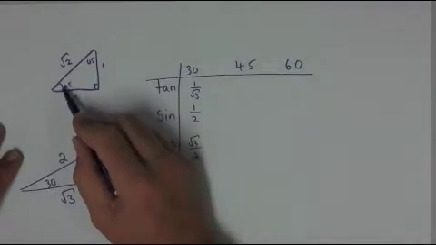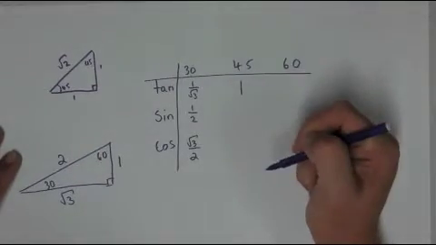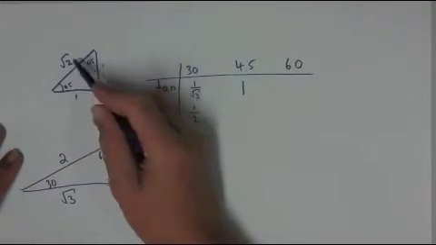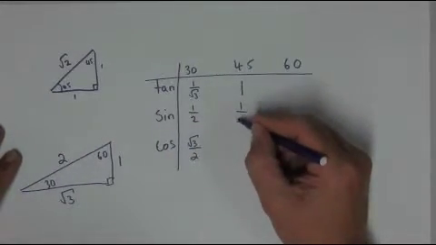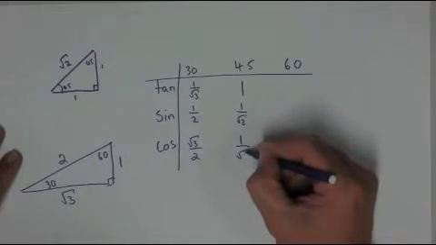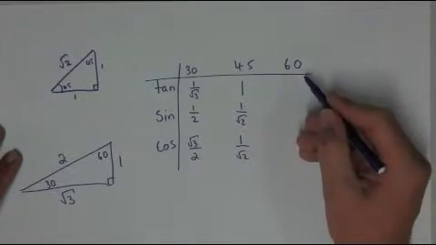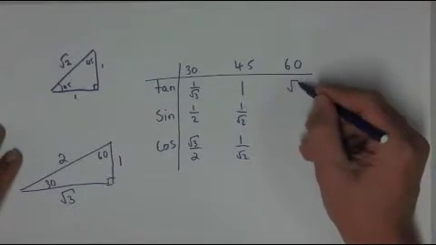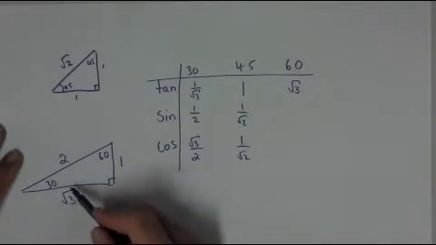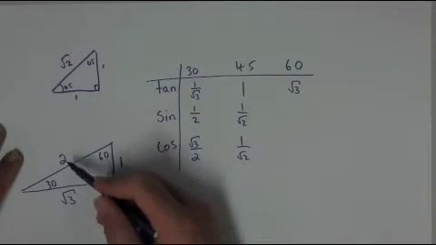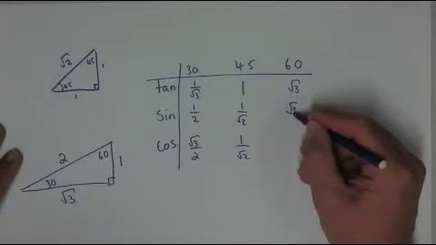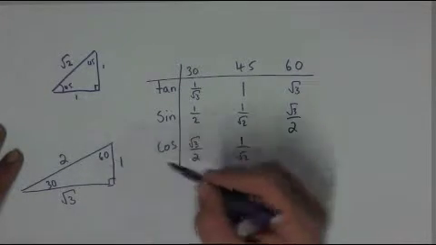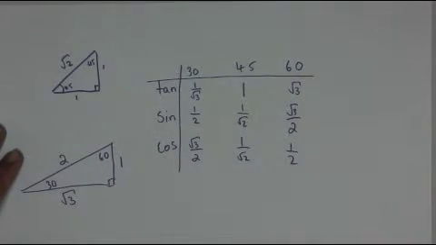The tan of 45 is opposite over adjacent, which is 1. The sine of 45 is opposite over hypotenuse, so it's 1 under root 2. And so is the cosine. And then finally 60 degrees, this one here, the tan is opposite over adjacent, so that's root 3. The sine of it is opposite over hypotenuse, which is root 3 on 2. And the cosine of 60 is adjacent over hypotenuse, which is a half.